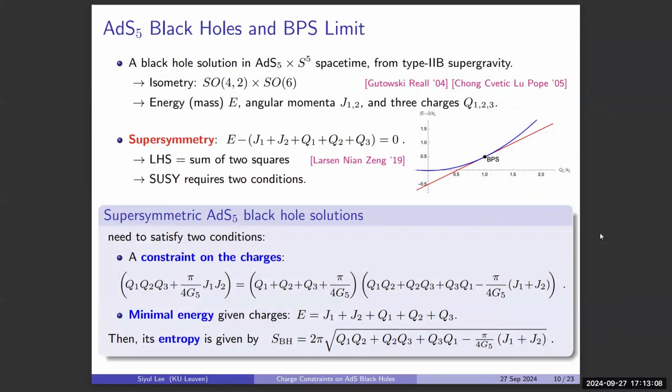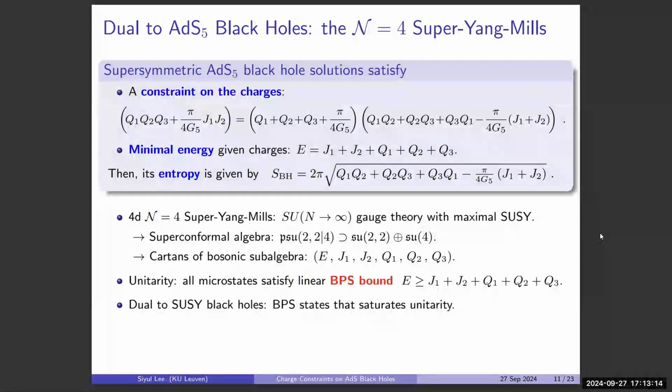So these 3 properties, as we did for AdS3, are what we want to address from the field theory side, which is the famous N equals 4 Yang-Mills theory. From its superconformal algebra, we can also identify 1 energy, 2 angular momenta, and 3 R charges that match the corresponding quantities on the gravity side. And also in the 4D N equals 4 Yang-Mills theory, all quantum microstates satisfy this linear BPS bound. And those that saturate this BPS bound will be the supersymmetric states.